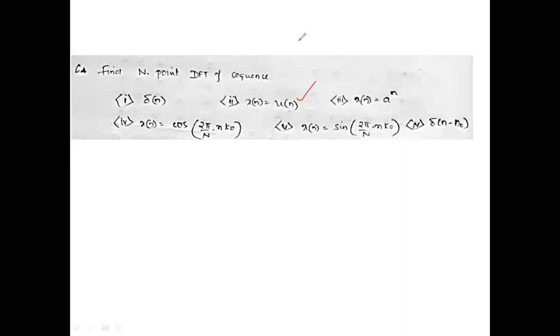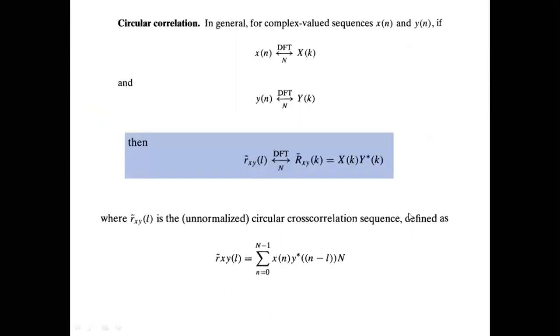It's 1. For n equal to 1, it is 1. For n equal to 2, it is 1. For n equal to N minus 1, it is again 1. From 0 to N minus 1, all the values are going to be 1. Very good. So, what's going to happen to the DFT? Shall we go to that expression and try to evaluate?